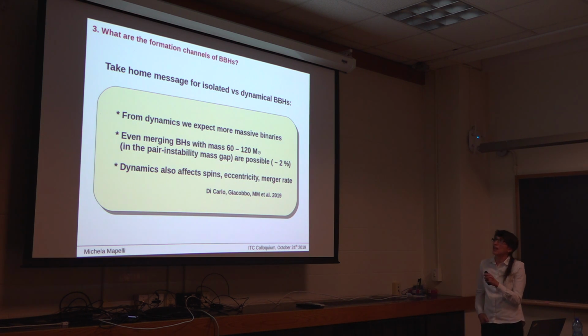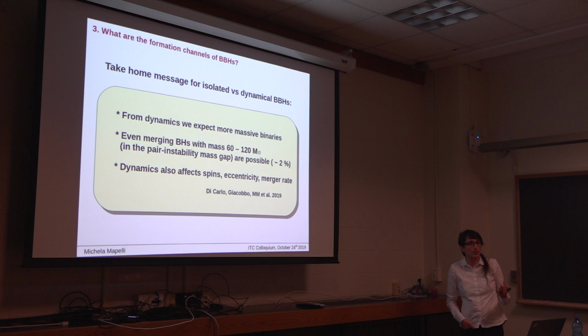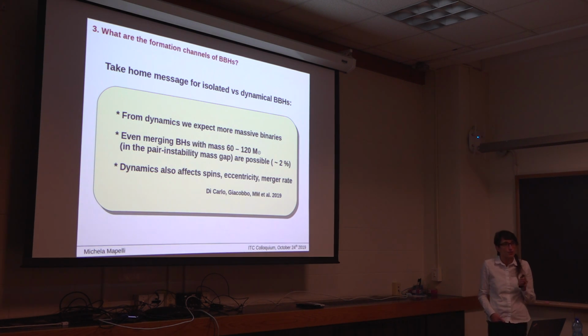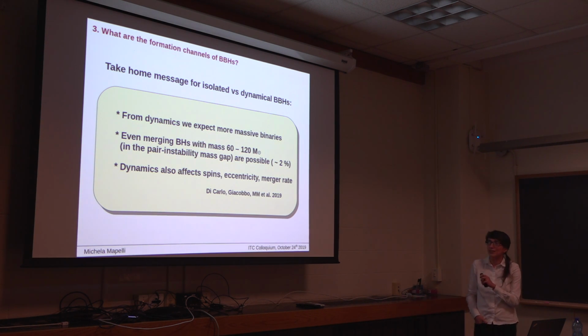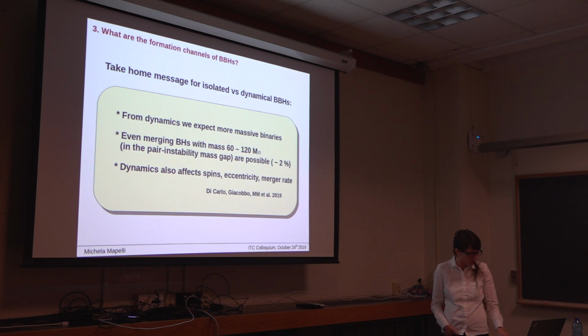So I will give you my take-home message about formation channels, which is that it is really computationally expensive to study the formation of binary black holes, especially with dynamics. But luckily, the features of dynamical evolution are quite different from the features of isolated binary evolution. So with dynamics, we expect more massive binaries. We expect even black holes with mass in the pair-instability mass gap. And dynamics can affect also other quantities like spins, eccentricity, and the merger rate. And I will give you more details in the discussion if you are interested.